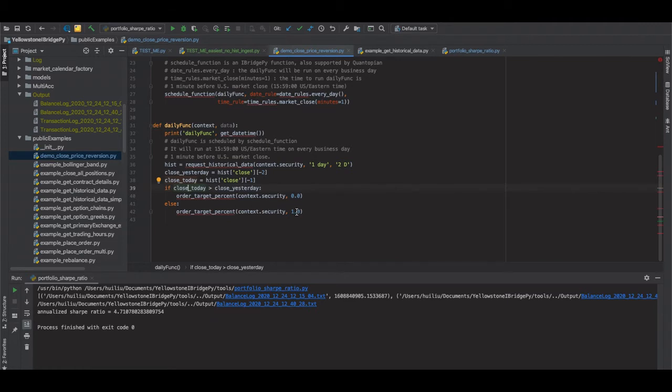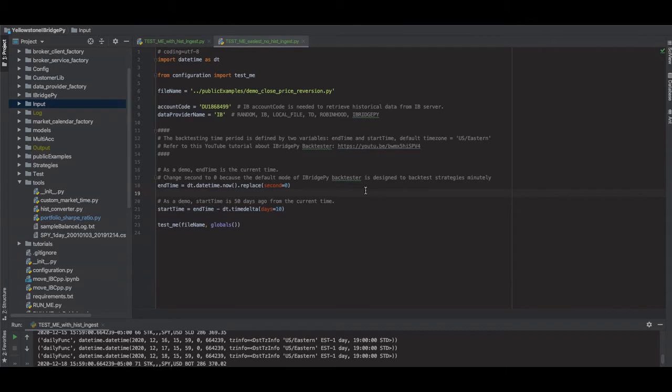Otherwise, we long this position. And this is the strategy we are going to backtest in IBridgePy. This example is backtesting without ingesting historical data before the real backtesting. We have a detailed explanation in this tutorial already. So if you want to know more about the explanation, you can go to this tutorial here.